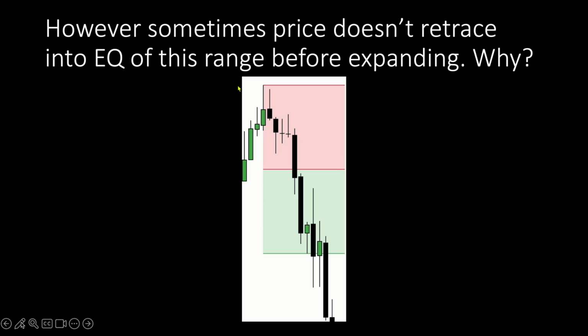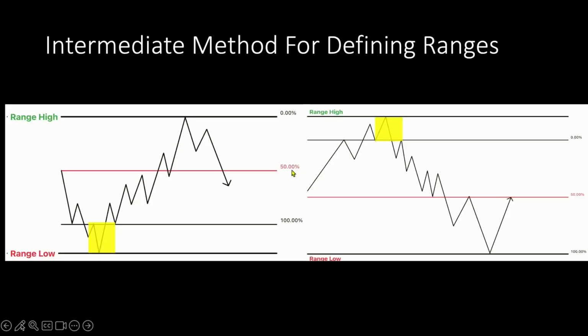However, sometimes price doesn't retrace into EQ of this range before expanding. Why does this occur? Why doesn't price retrace into a premium right here after we have seen displacement lower and then continues lower? Why does it just trade higher, trade into the CB, and then go lower? You already heard me say there, it trades into this CB, but I'm not going to refer to that CB when explaining this, because I'm simply teaching you about ranges during this lecture. The intermediate method for defining ranges.